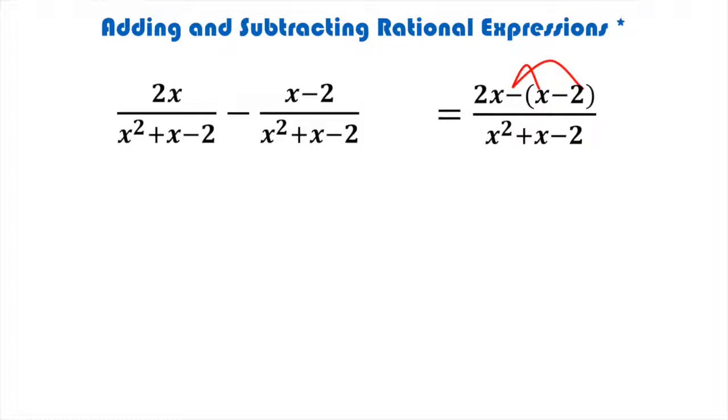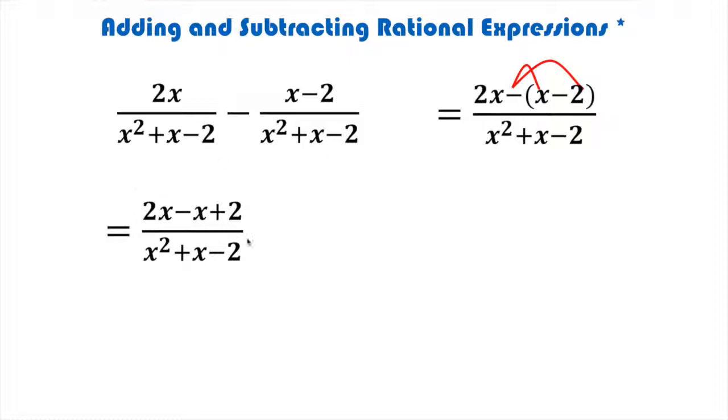So we're actually going to change the sign on that 2. If you did this one and just went 2x minus x minus 2, it would be incorrect. That subtraction sign applies to both the x and the -2. So I use parentheses there, which makes it a lot easier for me to tell.